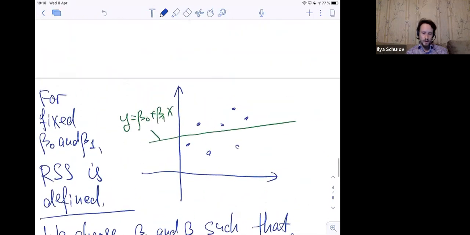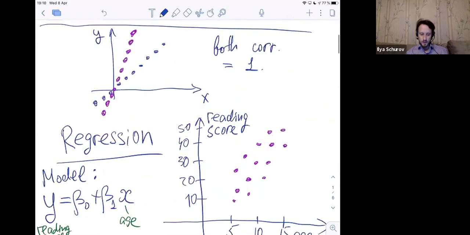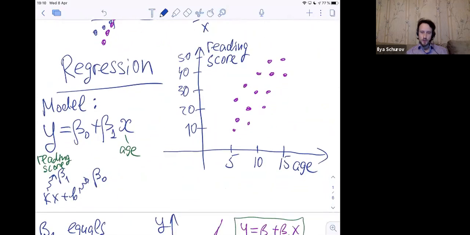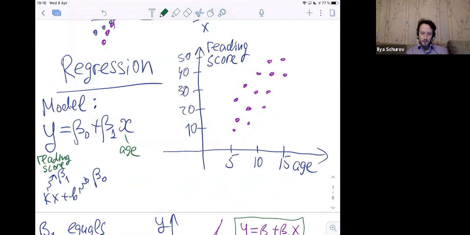Okay, then let us return to this example about reading score, and let us discuss a little bit the interpretation. Let me assume that I fitted my linear regression model, and I get some straight line here, for example, something like this. This is just an approximation. Let me remove this point to make this approximation better. So I have some kind of equation for this straight line.